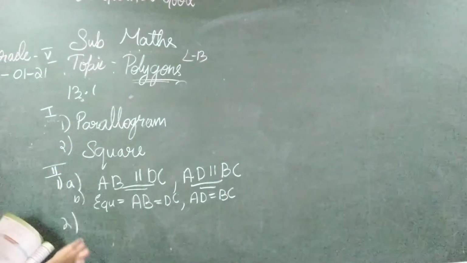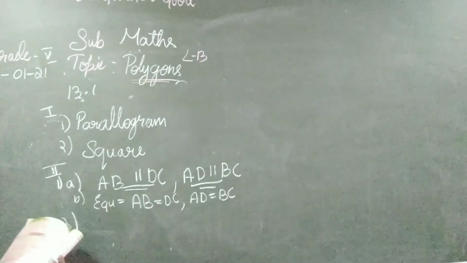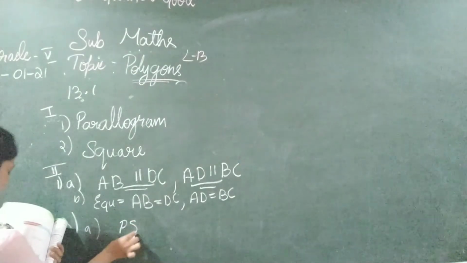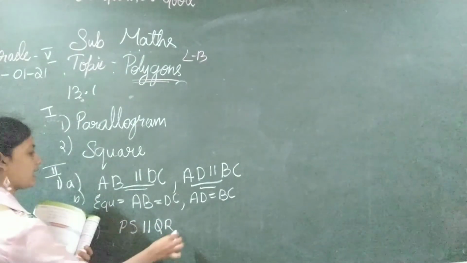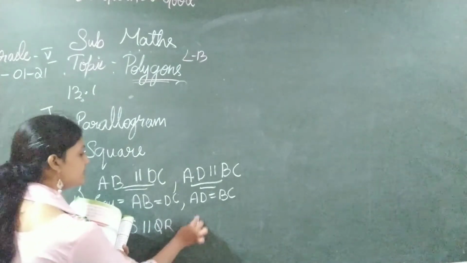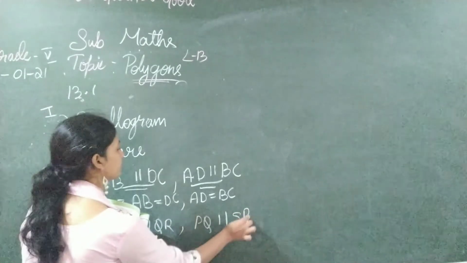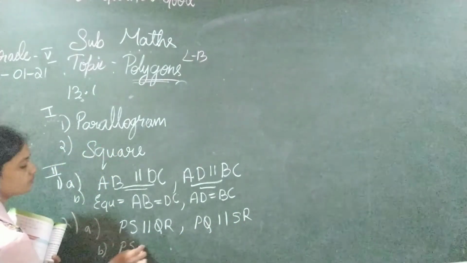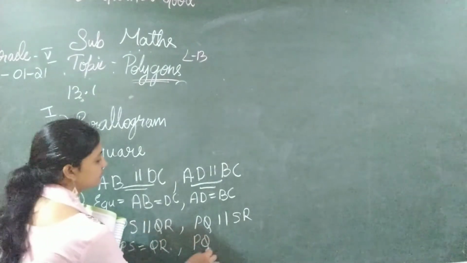Okay, now let's go for the second one. Even in the second one, you have the same thing. Just see what the parallel sides are first. PS is parallel to QR, and PQ is parallel to SR, and they are also equal. So the same thing goes for equal sides also.